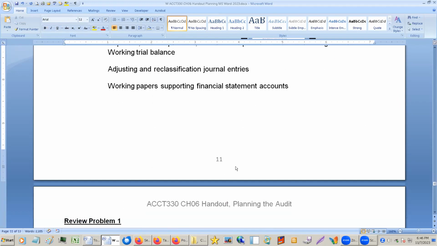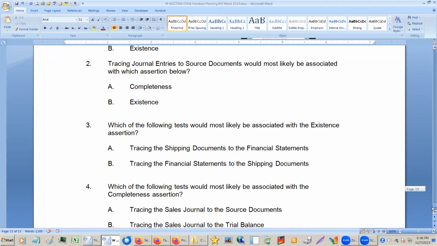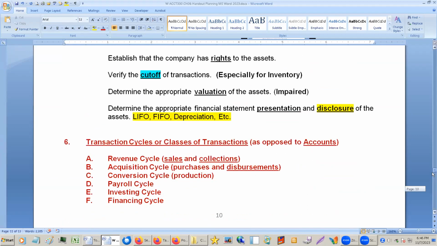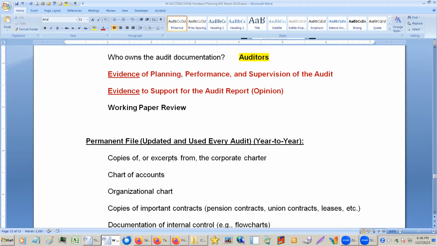I gotta check something here. Working paper review. I wanted to see if I had this down below. Okay, there's actually two different requirements for it.